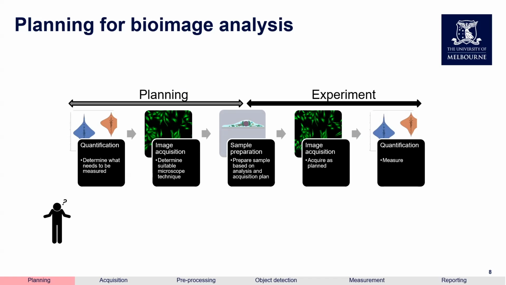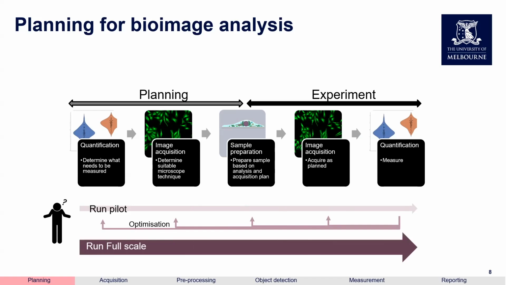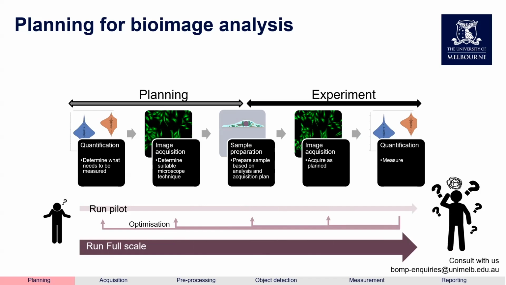But sometimes, because the biology may be unknown or the expected observation may differ from reality, we always need to run a pilot study before committing to a full-scale experiment. Then use the pilot to optimize settings, readjust plans, and determine your final sample size. Once optimized, we run full-scale experiments. If you're not sure where to start, the best way is to consult your local core facility, or you can contact us early in your process.